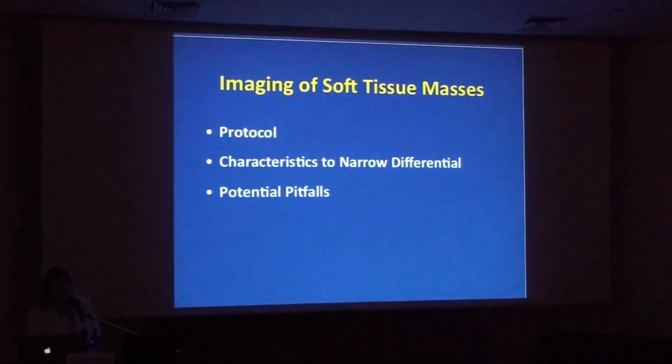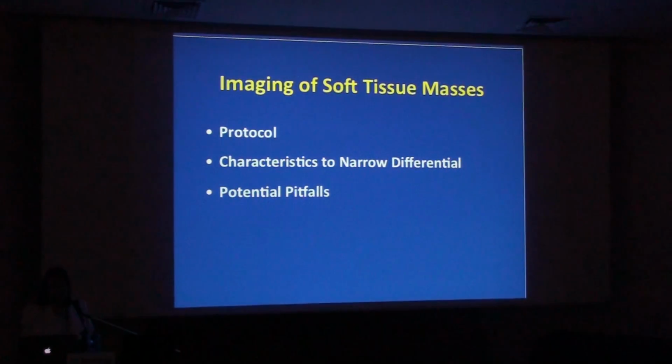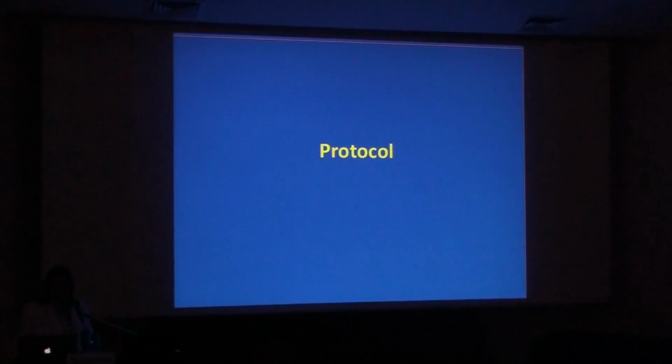So what we're going to do today is spend a little time talking about the protocol for imaging soft tissue masses. We'll focus on what characteristics we can use to narrow the differential, and then we'll also highlight some potential pitfalls to think about when you're evaluating masses.